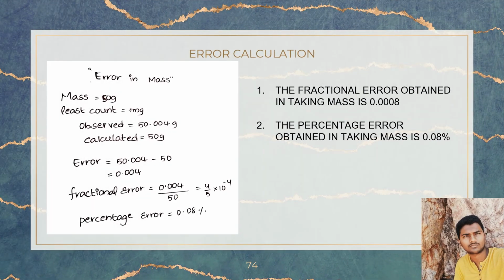The error obtained in taking mass. The observed mass is 50.004 grams and the calculated is 50 grams. Error can be obtained by subtracting them both, which is 0.004 grams, and the fractional error can be obtained by dividing the error with the calculated mass, which is 0.08 percent.